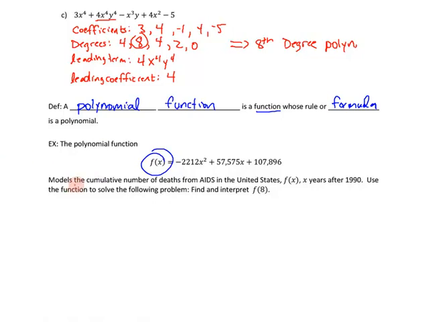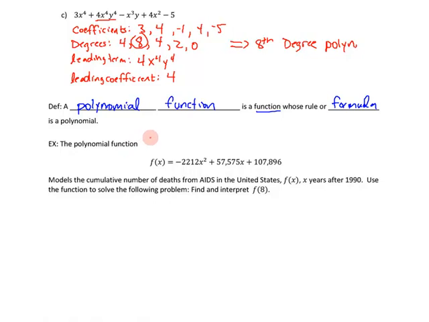In this case, we are given the following polynomial function. f of x is equal to negative 2,212x squared plus 57,575x plus 107,896.